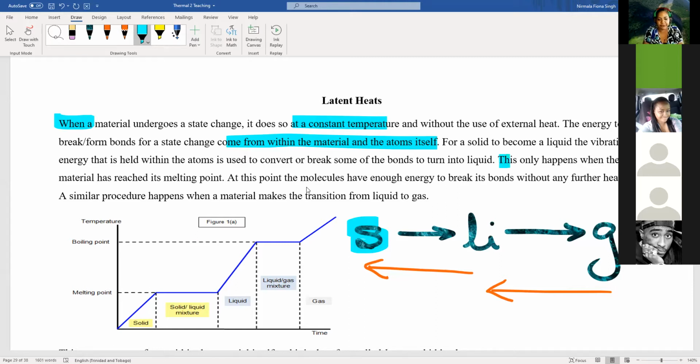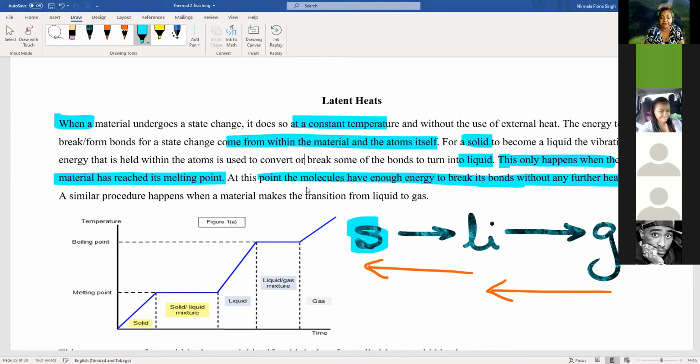So let's read. This only happens when a material reaches its melting point. That's to go from solid to liquid. From solid to liquid is called melting. At this point, the molecules have enough energy to break its bonds without any further heating. So this is what we said. We've given the bonds enough energy, and when they've gotten enough energy to a certain point, it's like, we can do the rest of the breaking right now. We're good to go. We could turn this into liquid right now.